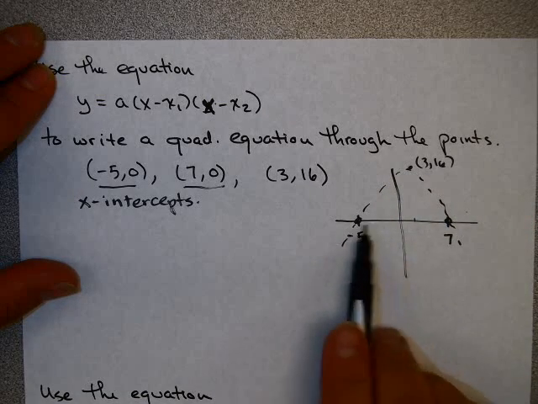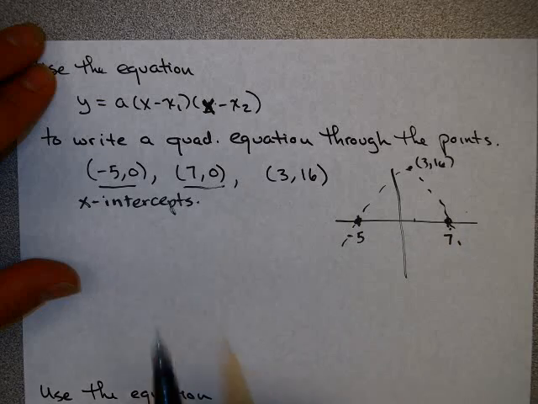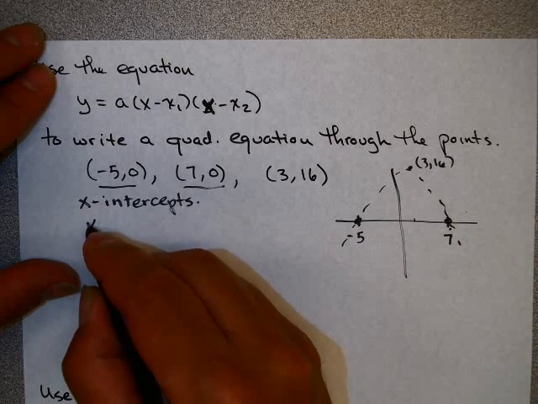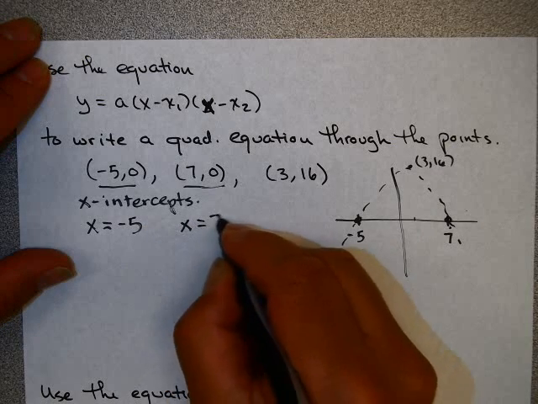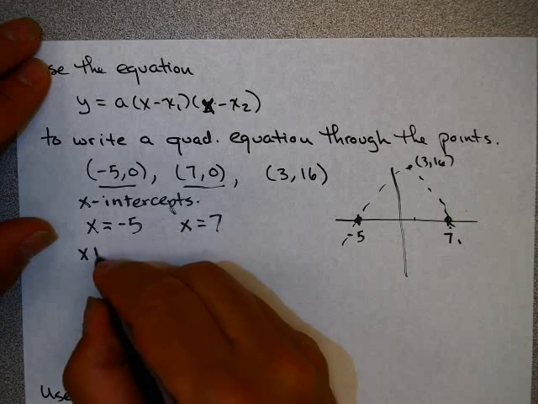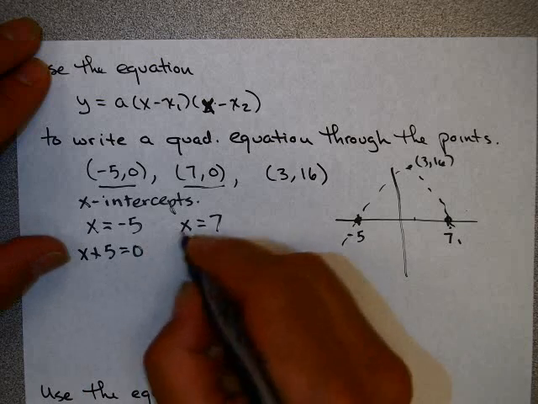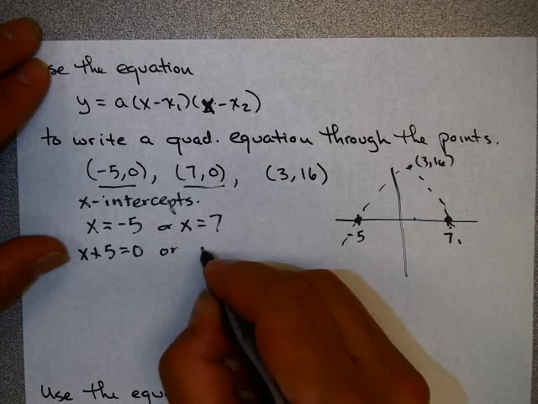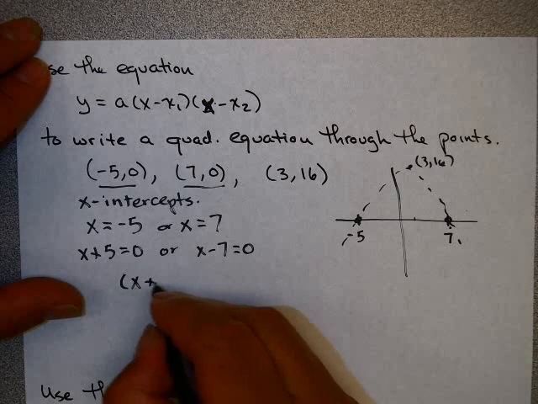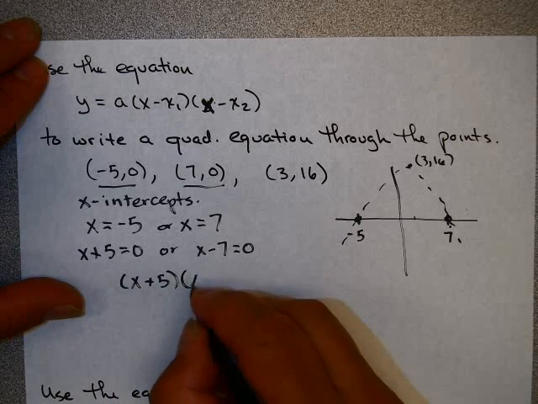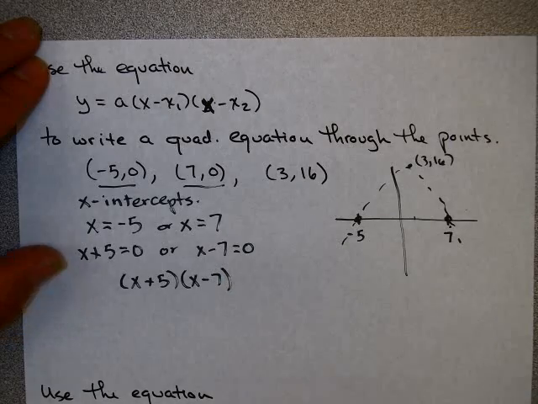Now, since I know that negative 5 and 7 are x-intercepts, I know that x has to equal negative 5 and x has to equal 7. So that tells you that x plus 5 equals 0, or x minus 7 equals 0, which is the same thing as saying this, x plus 5 times x minus 7.